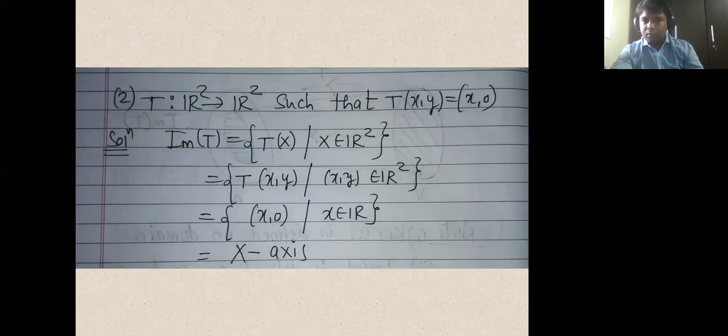And if you compute the kernel of this mapping, this second exercise, you will get the kernel as the y-axis. So image is the x-axis, kernel is the y-axis for this particular exercise. Understood, right?